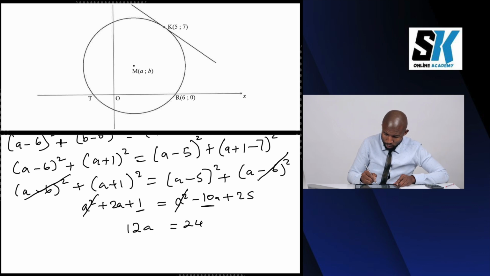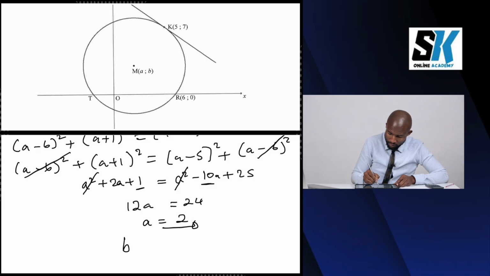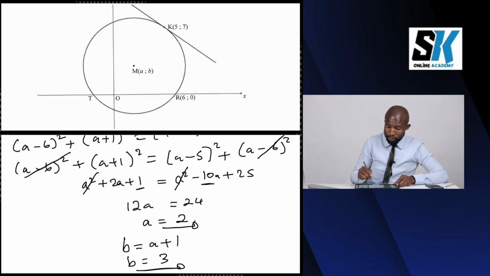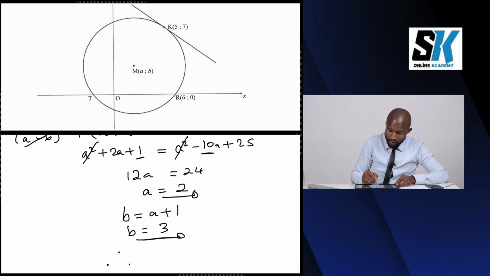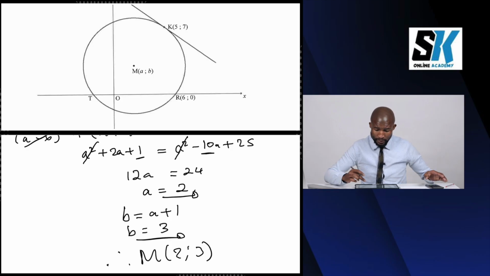Then you're going to divide by 12, then a will be equal to 2. So you are closer now. If you remember that b is equal to a plus 1, so b has to be 3 if you substitute that 2. Therefore, the coordinates of M are (2, 3). That is how you would reach your answer.